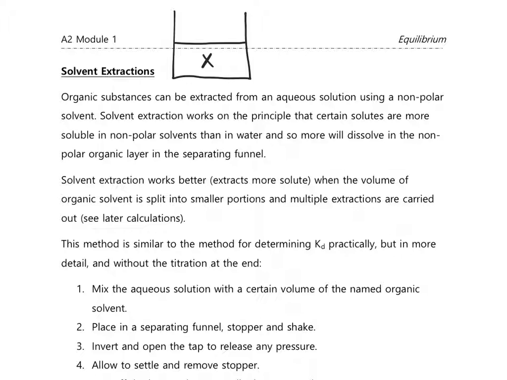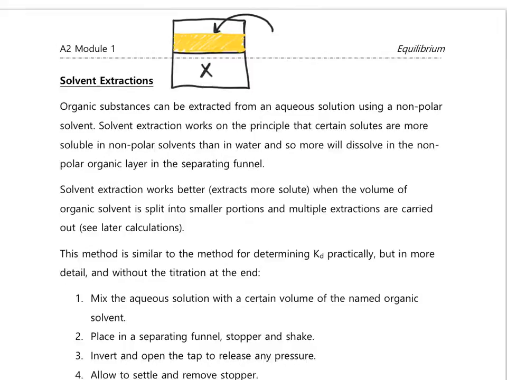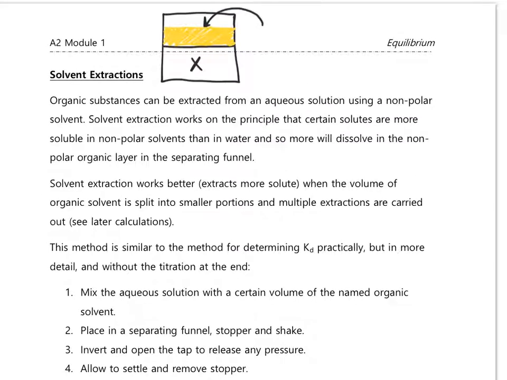Well, how I would do it is I would add in some organic solvent. So I'm going to draw that again using yellow. So I'd add in some organic solvent. If I was then to put this in a separating funnel, put the stopper on it and shake the separating funnel, then X would distribute itself between the organic and the aqueous layer. So I'd have a certain concentration of X in my aqueous layer and a certain concentration of X in my organic layer.